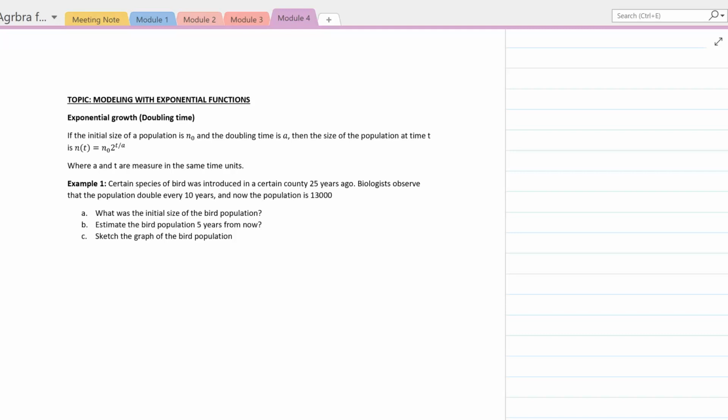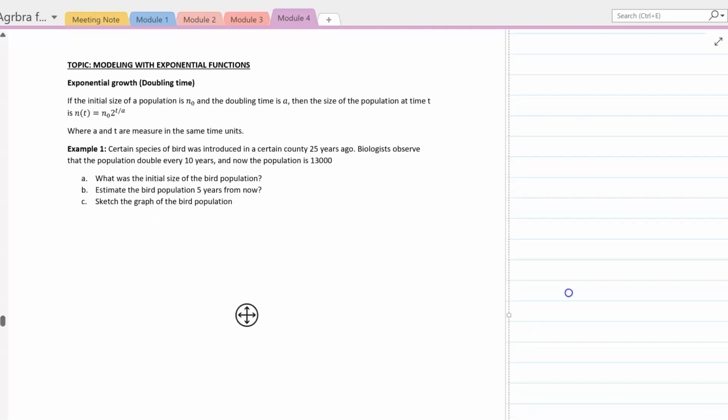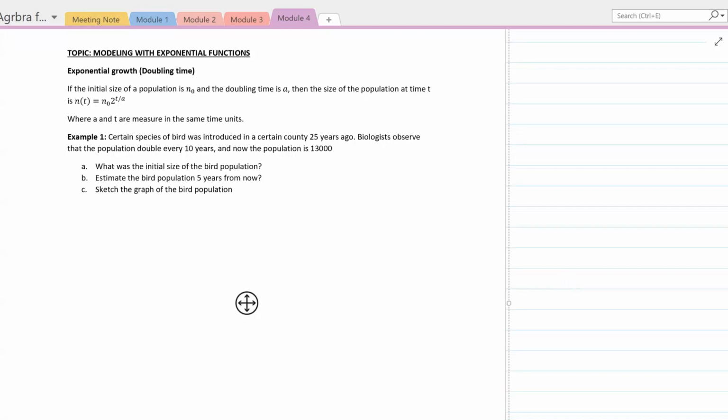Let's talk about exponential growth, and here we're talking about the doubling time. If the initial size of the population is n0 and the doubling time is a, then the size of the population at time t is modeled by this equation: n of t equals n0 times 2 to the exponent of t divided by a, where a and t are measured in the same unit, so year, second, minute, and such.